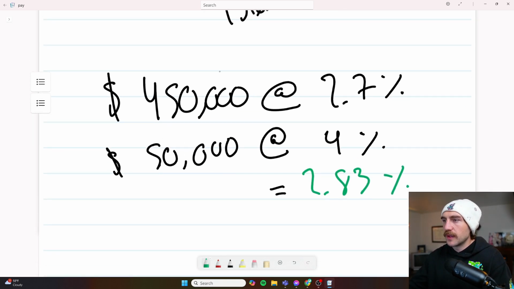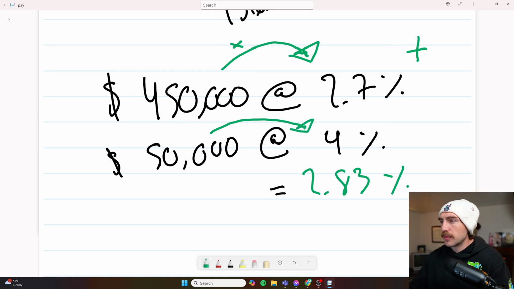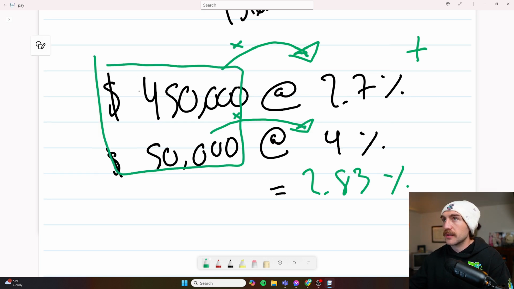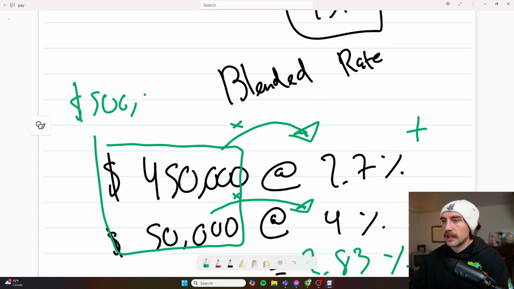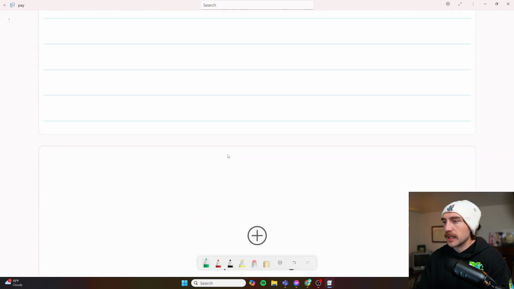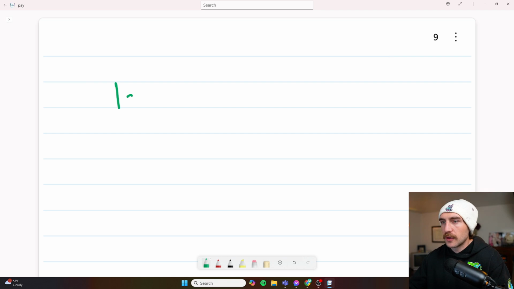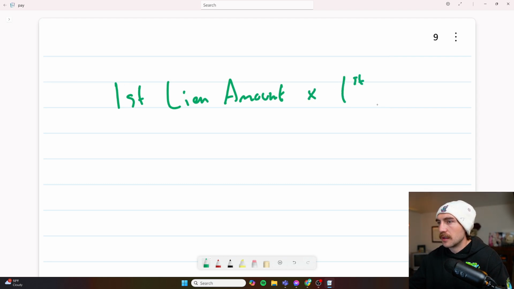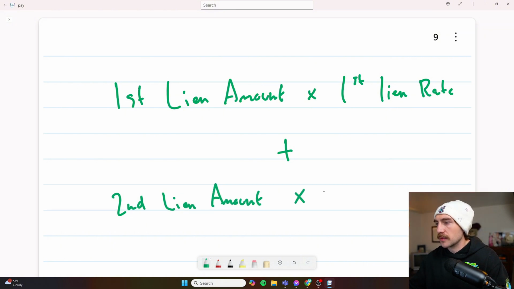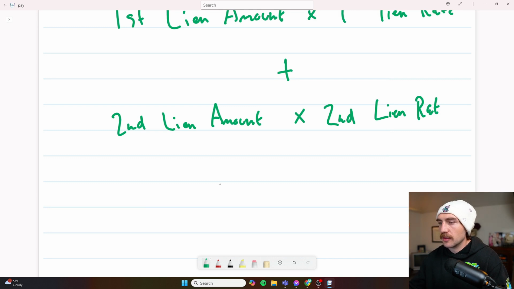All you're going to do, y'all, is take 450,000 times 2.7% plus 50,000 times 4%. Then you get that answer, and you divide it by these two added together, 500,000. I am so confused, Maxwell. I'm sorry, this is like first grade algebra. That's going to give you a blended rate. So I'll write that out for you guys. It's the first lien amount times first lien rate plus second lien amount times second lien rate.